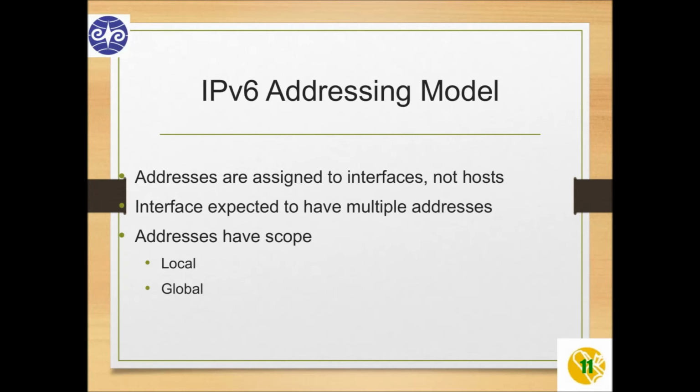Addresses have scope: local, global. Local scope means within a specific range or specific network. Let's suppose this may be in a local area network, or from node to node or device to device. And what is global? This is like the internet, or a wide area network, which has a global address scope.